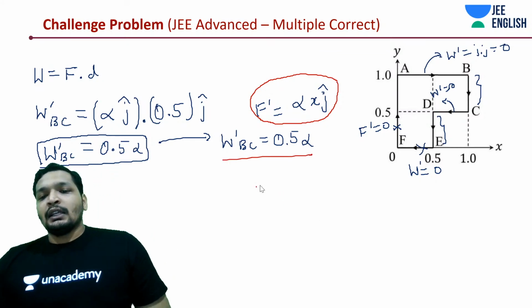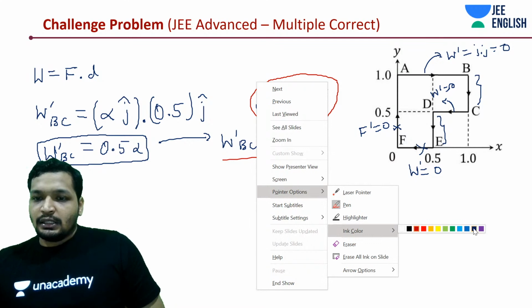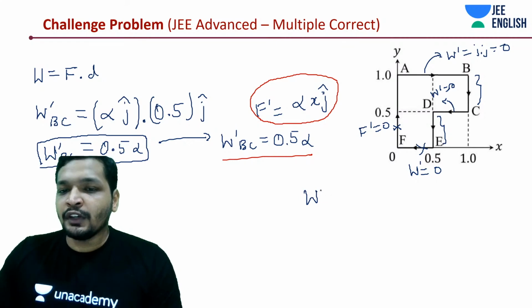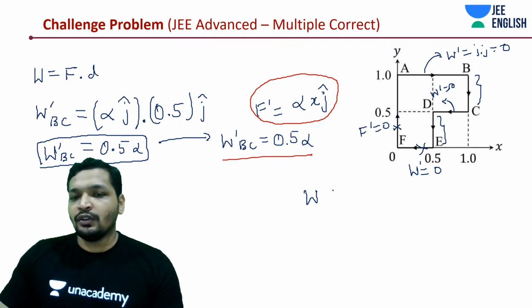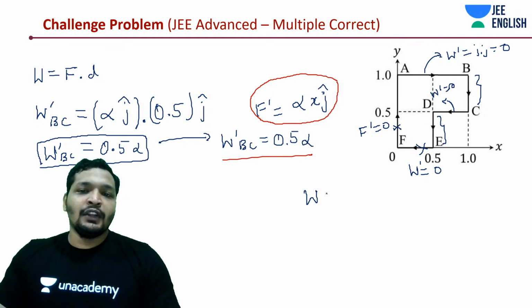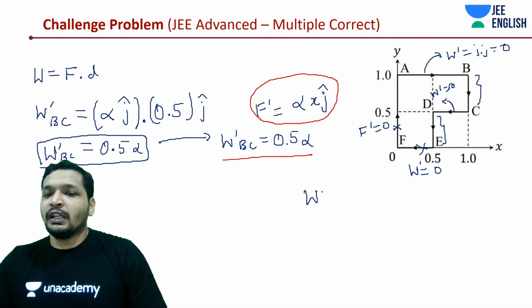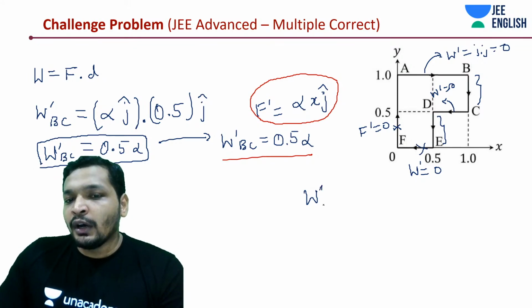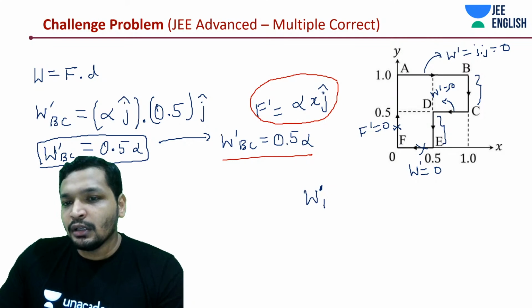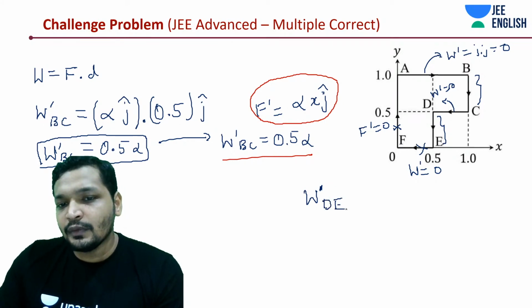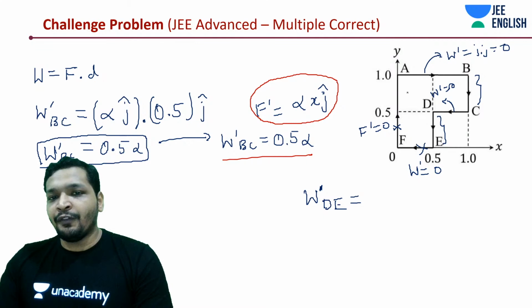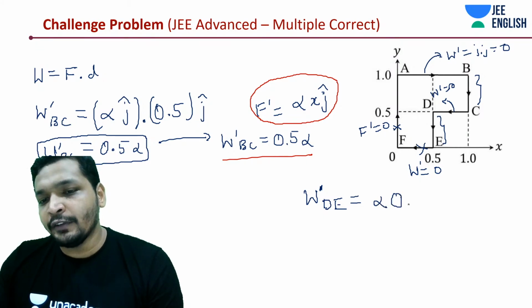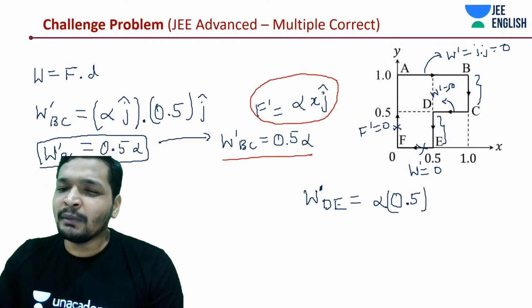Now let's do a thing. What is the work done along the rest? Rest of the work done we don't care. The force is 0, which means work done is also 0. We remove the conservative part of the force, and we only have the non-conservative part of the force, which is going to do this work in the closed loop. Now this is going to be W dash into dE. It's alpha into x. How much is the force? 0.5. Alpha into 0.5.